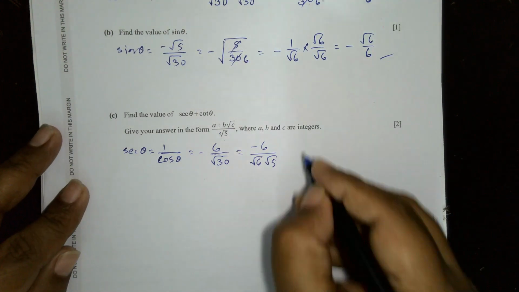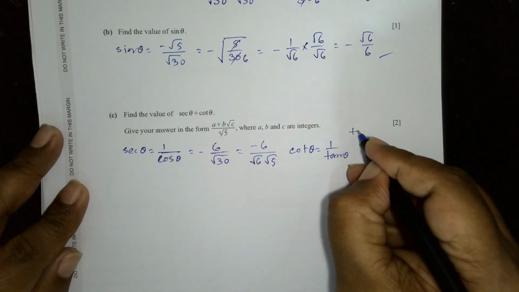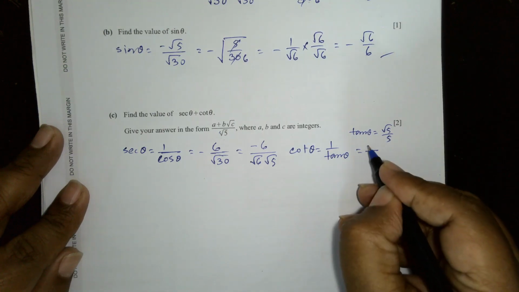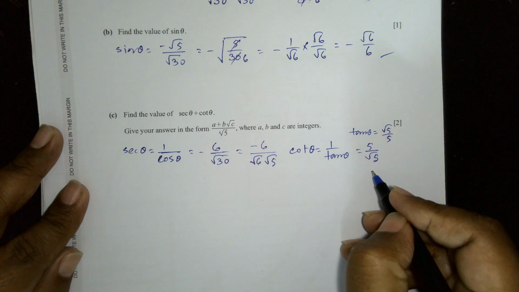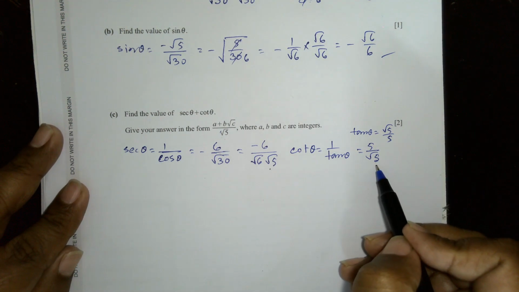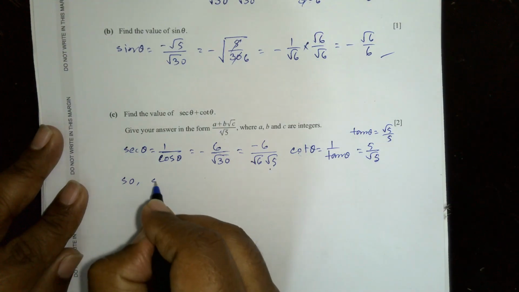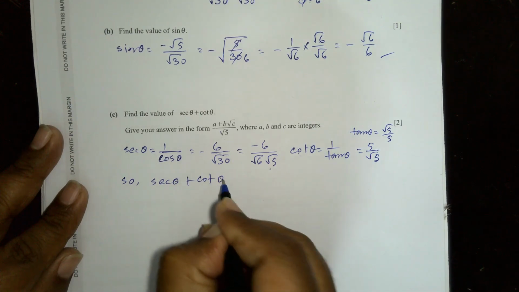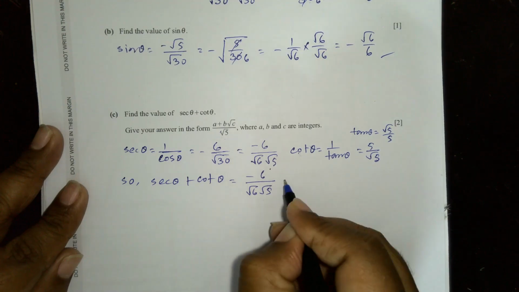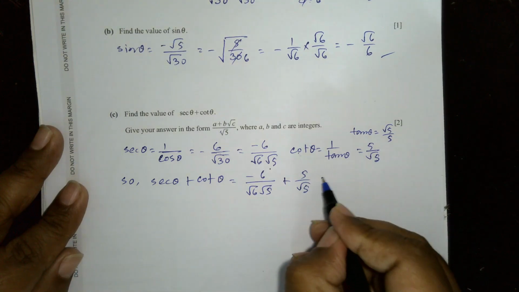Now, what is cot theta? Cot theta is 1 over tan theta. In the original question, tan theta was given as square root 5 over 5. So therefore, it will be just 5 over square root 5. Here we have a square root 5 in the denominator, and in cot theta we have another square root 5 in the denominator. So now sec theta plus cot theta will give us minus 6 divided by square root 6 times square root 5, plus 5 divided by square root 5. So can we take 1 over square root 5 common?